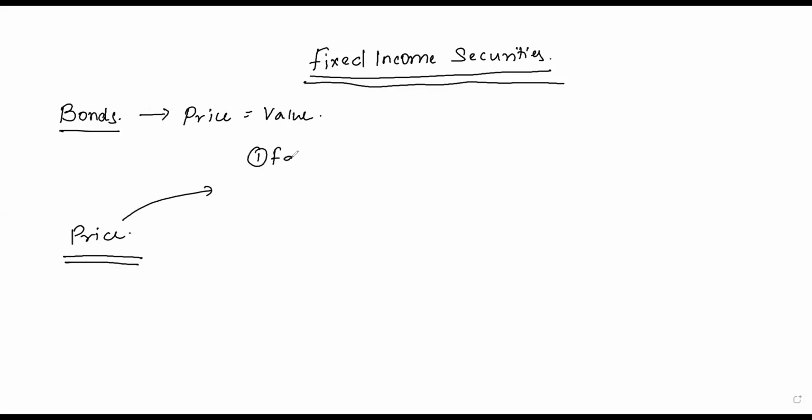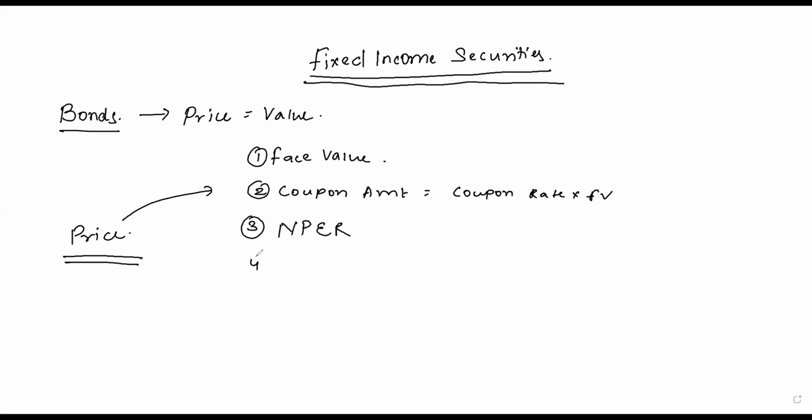Number one is the face value of the bond. Second one is the coupon amount, which is coupon rate into face value. Third one is the number of periods left. Fourth one is the number of periods left for maturity. Fifth one is YTM, yield till maturity.